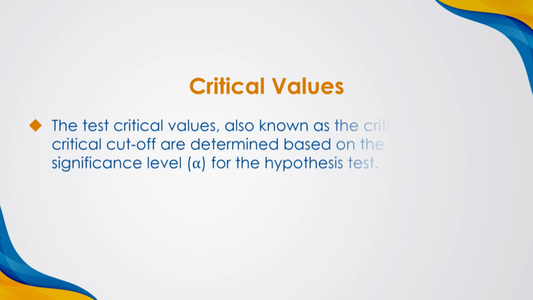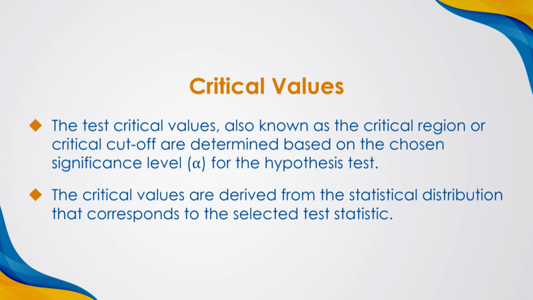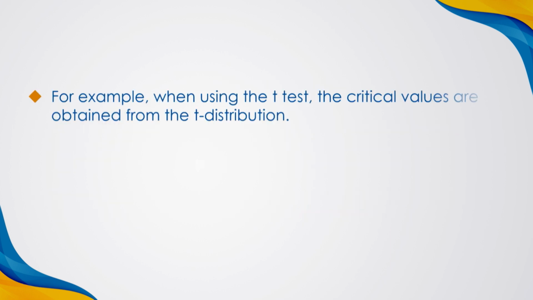Critical values. The test critical values, also known as the critical region or critical cutoff, are determined based on the chosen significance level alpha for the hypothesis test. The critical values are derived from the statistical distribution that corresponds to the selected test statistic. For example, when using the t-test, the critical values are obtained from the t-distribution.